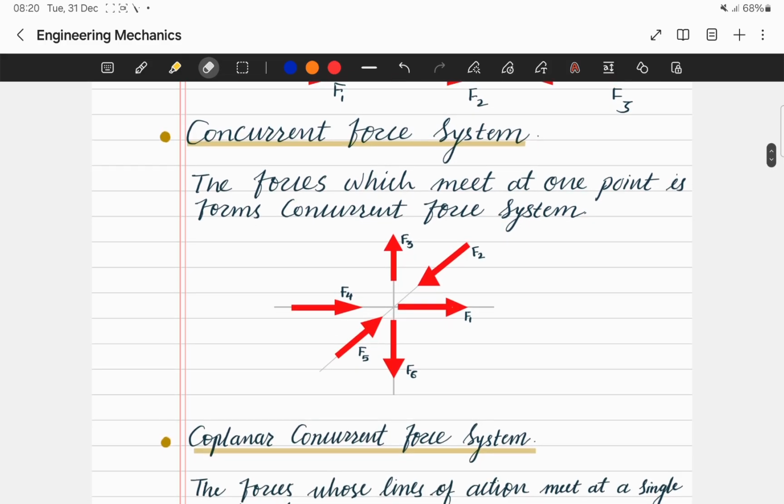If we consider this, suppose this is the point O, and F1, F2, F3, F4, F5, F6, all of these forces are acting on that point. Some of the forces are acting towards the point and some are acting away from that point. Okay, but they are acting at the same point. Then these forces form a concurrent force system. Okay, so it is that simple.